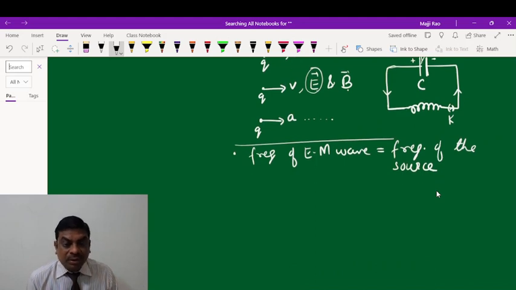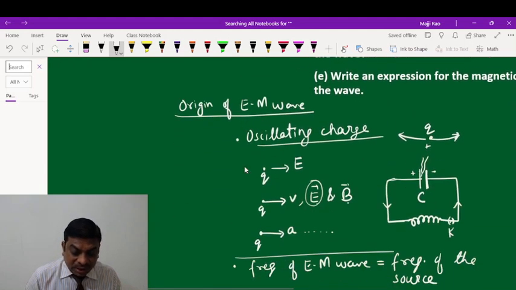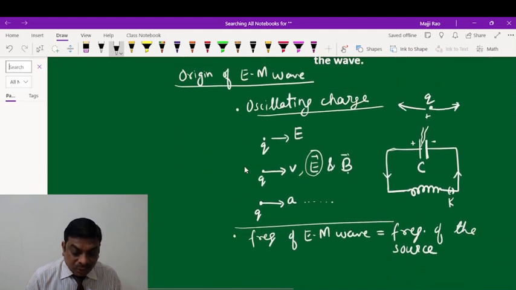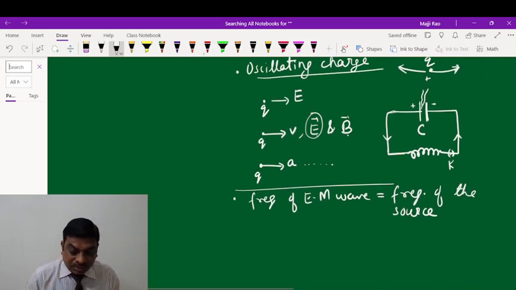Okay students. For example, if you want to generate, let us say, a microwave of frequency 10 to the power 10 Hz, we should have an oscillating charge which oscillates with a frequency of 10 to the power 10 Hz. So automatically it will be able to generate an electromagnetic wave. Now basically, all this you can understand in this manner.